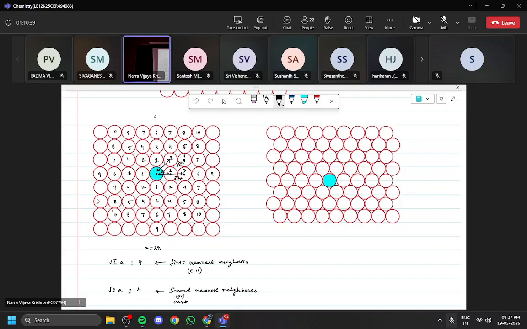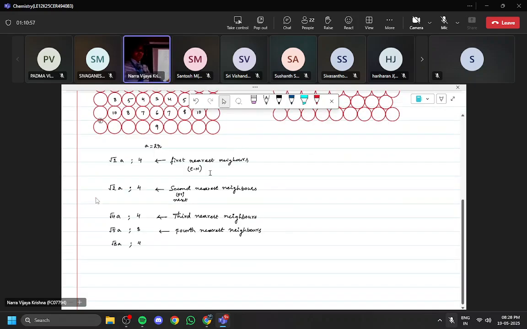Understood? Right? So based upon this, you can predict whether they are asking for a 3-dimensional point or a 2-dimensional point as nearest neighbor. One basic idea. Clear? Generally they will ask up to the 2nd nearest neighbor, but we are studying up to the 4th nearest neighbor. Enough. Any questions in it?